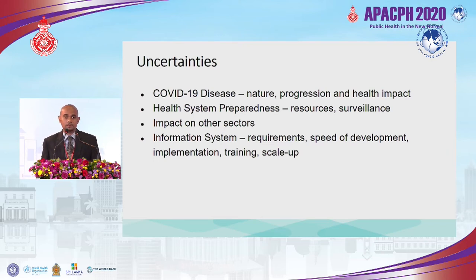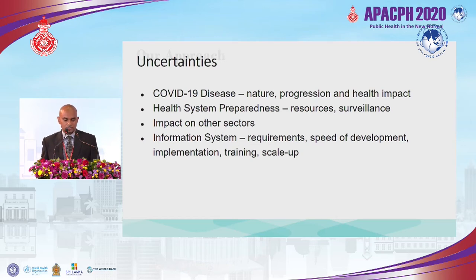And of course, what kind of impact this COVID-19 would have on sectors other than the health system. And if that is the case, how to share this data with multi-sector stakeholders. And of course, related to the information system, we had so much uncertainty about requirements, how fast we should deliver each component in the system, and how to implement, how to train and how to scale up. So it was a whole bunch of uncertainties that we had to deal with at that time.